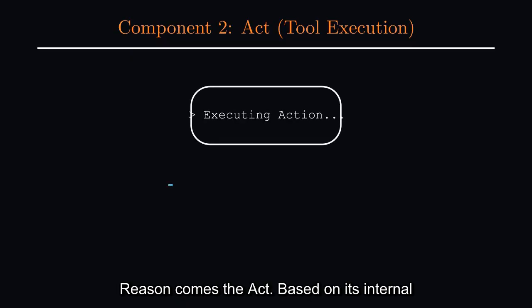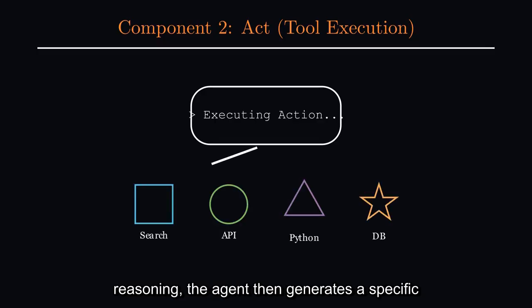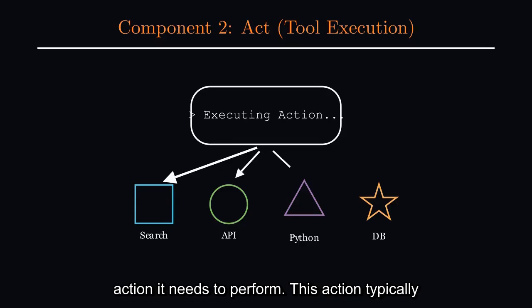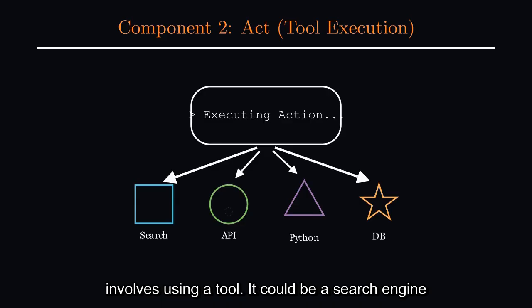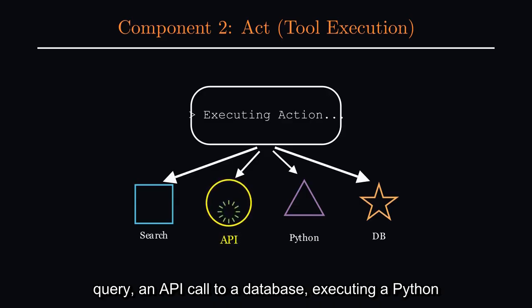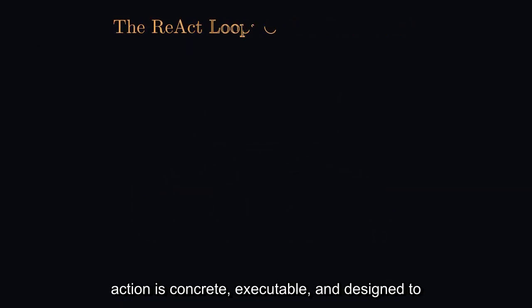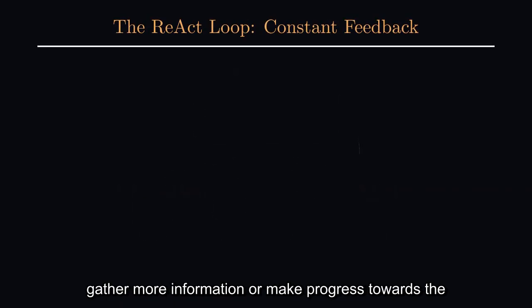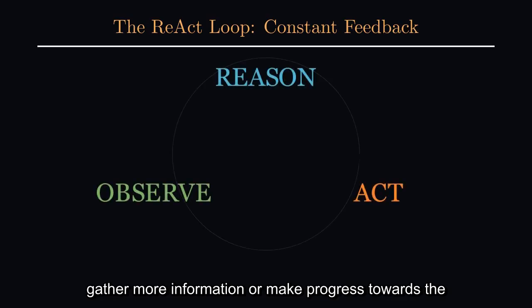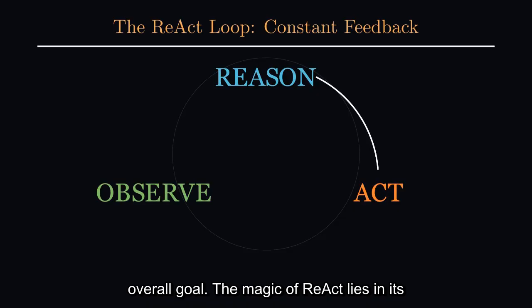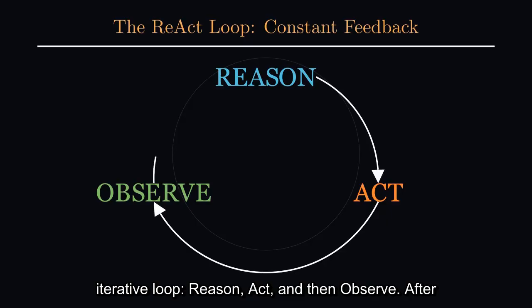Following the reason comes the act. Based on its internal reasoning, the agent then generates a specific action it needs to perform. This action typically involves using a tool. It could be a search engine query, an API call to a database, executing a Python script, or interacting with a web browser. The action is concrete, executable, and designed to gather more information or make progress towards the overall goal. The magic of ReAct lies in its iterative loop: reason, act, and then observe.